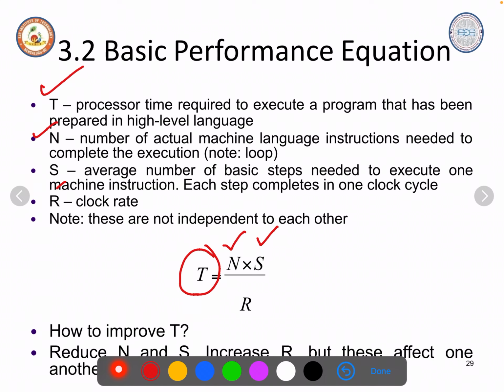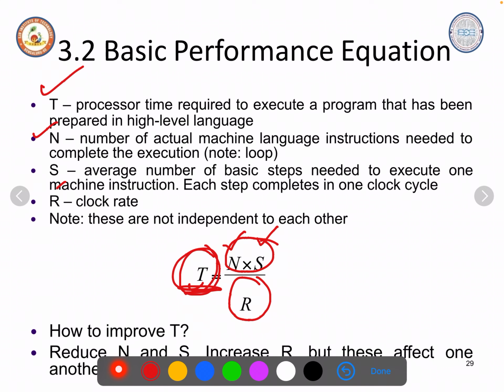At what rate it is performing is measured in terms of R, and 1 by R will give you the time, because T equals 1 by F. Dividing by R gives you the total time required to complete the execution of a program. So we call this the basic performance equation: T equals N into S divided by R. Now what we need to do is improve the performance parameter, the T value.